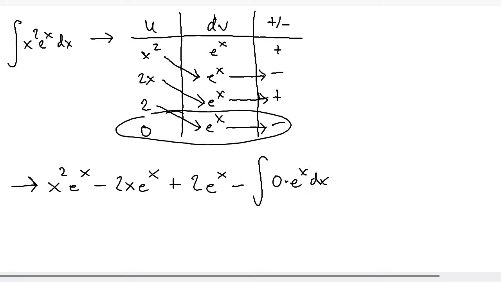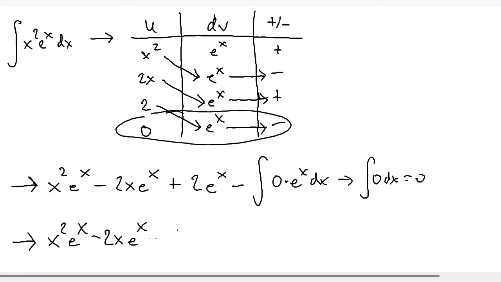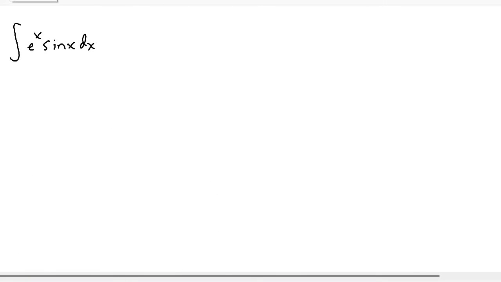This is pretty nice because 0 times e to the x is 0, and the integral of 0 is just 0. So our final answer is x squared e to the x minus 2x e to the x plus 2 times e to the x plus c. Finally, let's take a look at the integral of e to the x times sine of x dx.